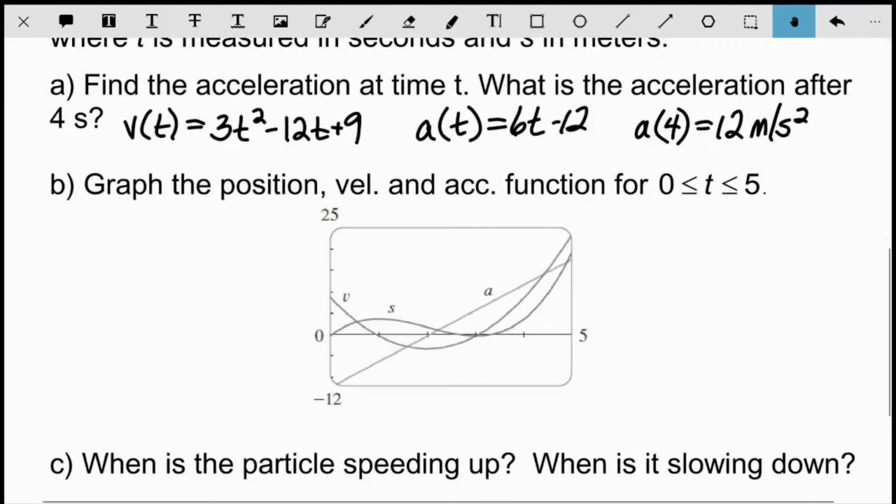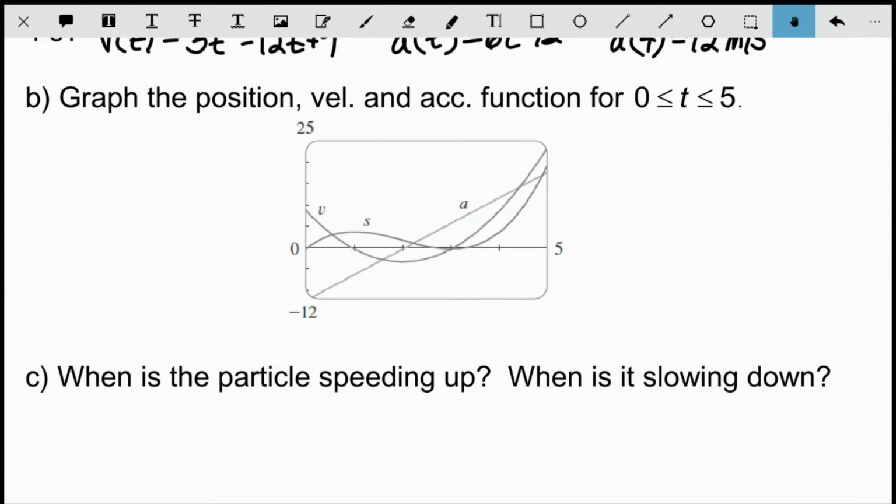Now, this said to graph the position, the velocity, and the acceleration functions. I already have the graph here because I wanted to make sure we had a really accurate, clean graph to work off of so that we can discuss the answer for part C. But you can see on this graph, the position function was cubic, the velocity is quadratic, and the acceleration is linear. So it's pretty easy to pick out which is which.